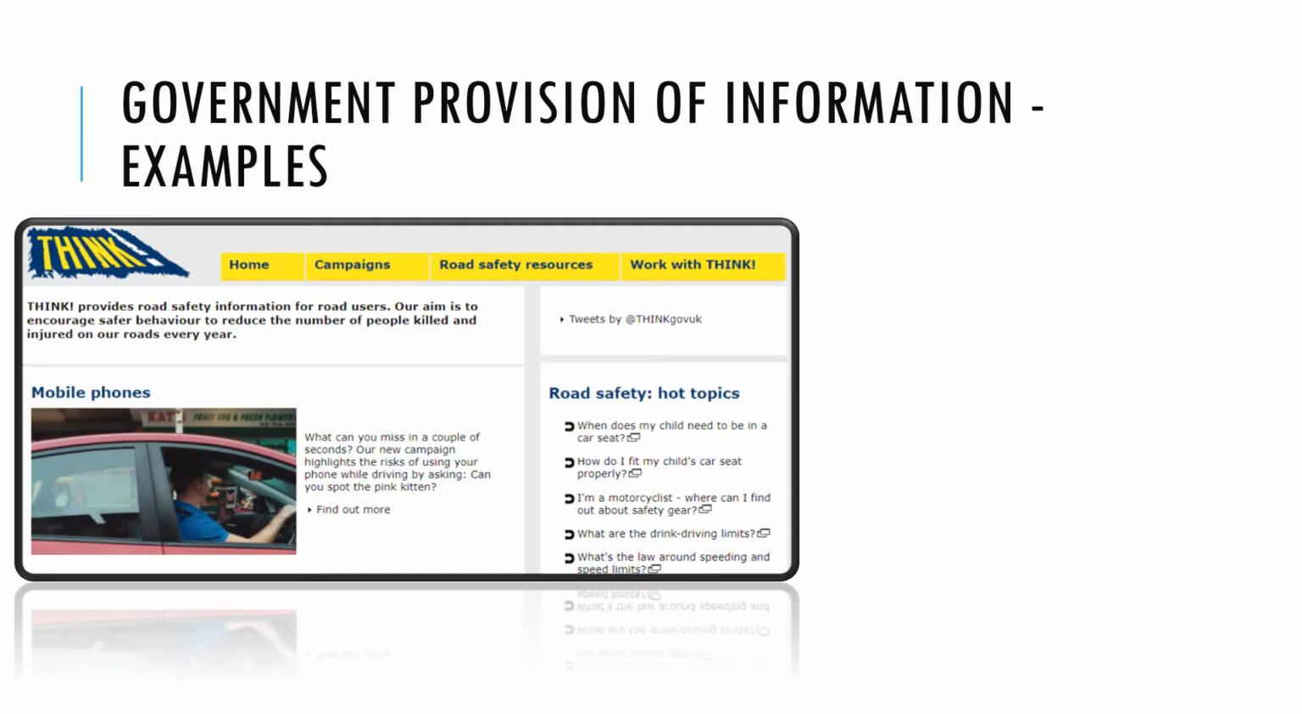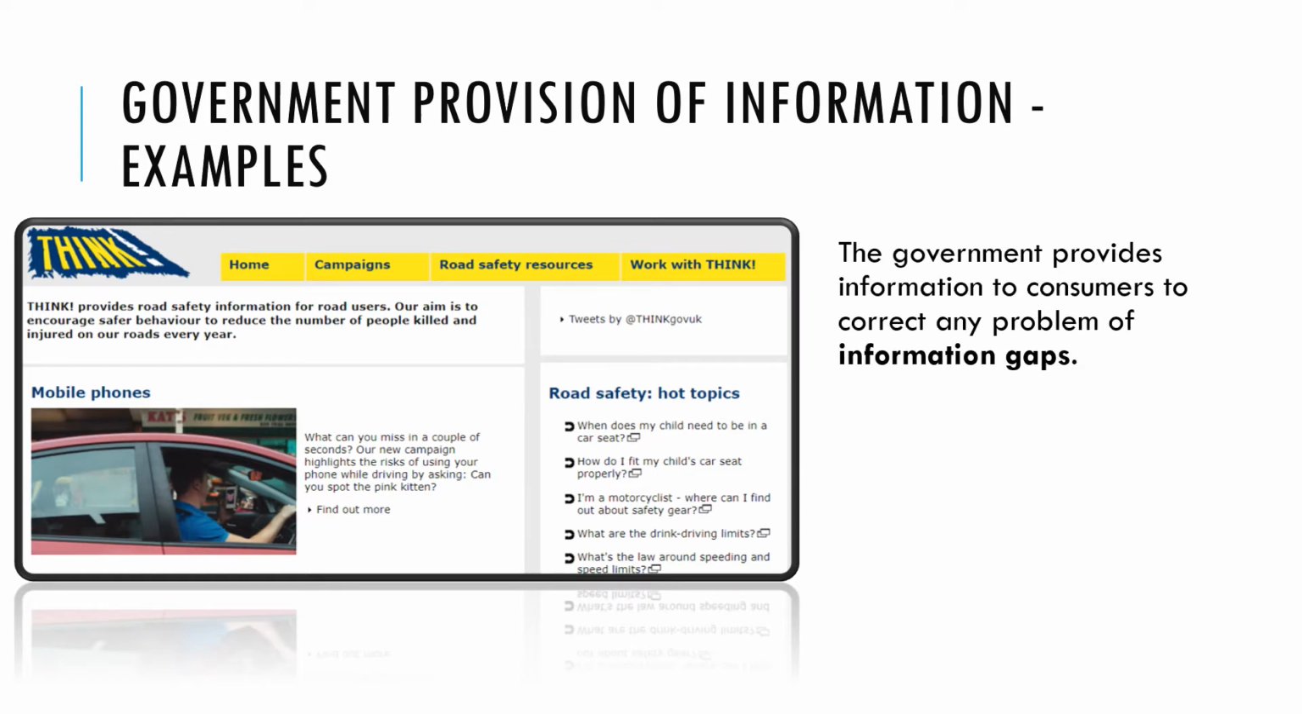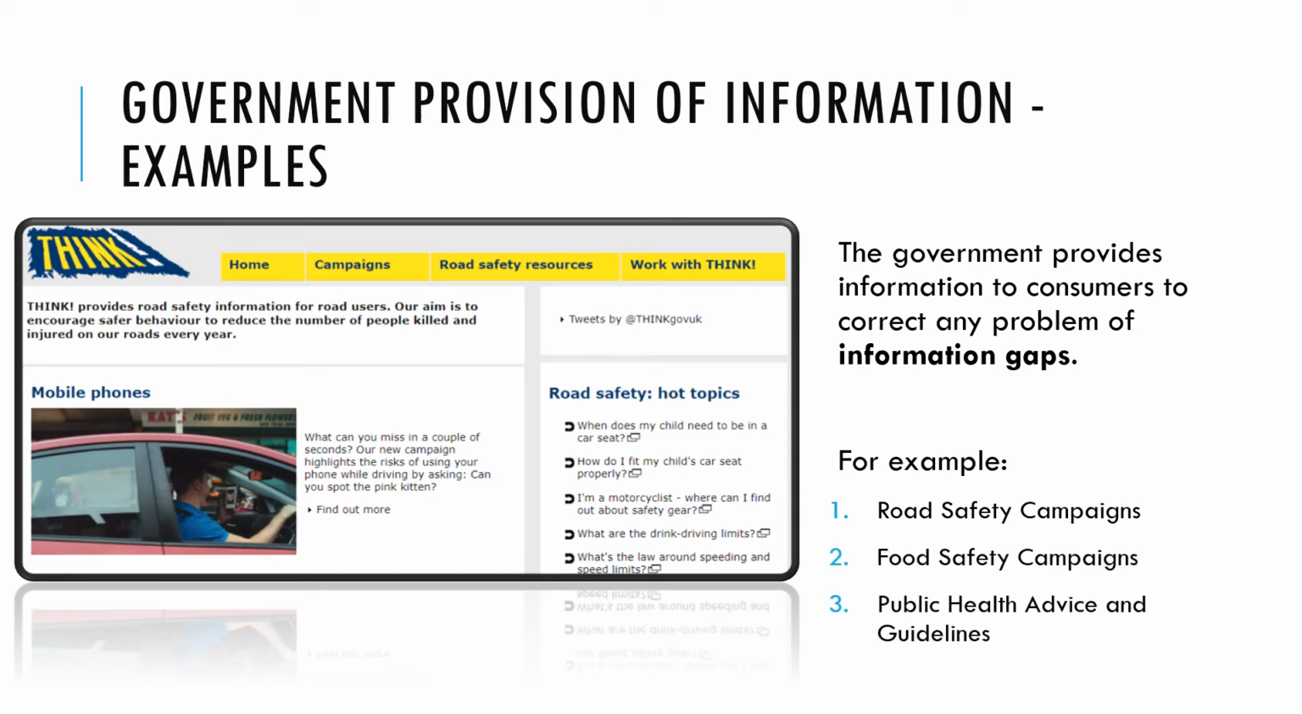So we've seen previously that market failure can arise because of asymmetric or imperfect information, when one side of a transaction knows more than another. So governments can often try and balance this up. They can try and provide information to the public or to an industry so that they know as much as each other and we can have a more effective market transaction. If the government provides information to consumers, they might do so to try and correct the problem of information gaps. Examples would include things like road safety campaigns, food safety campaigns, and public health advice and guidelines.